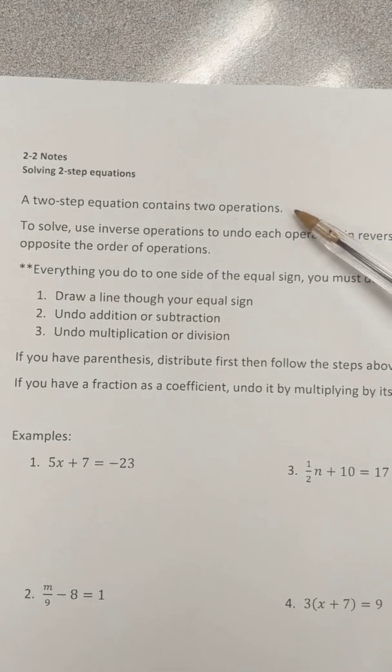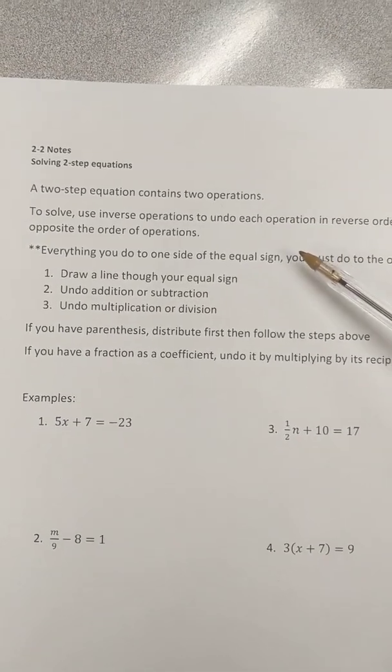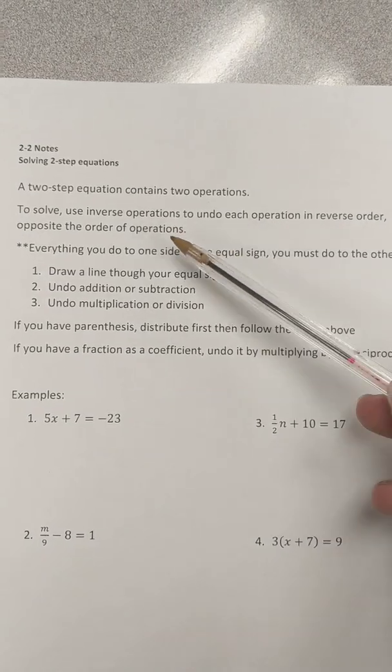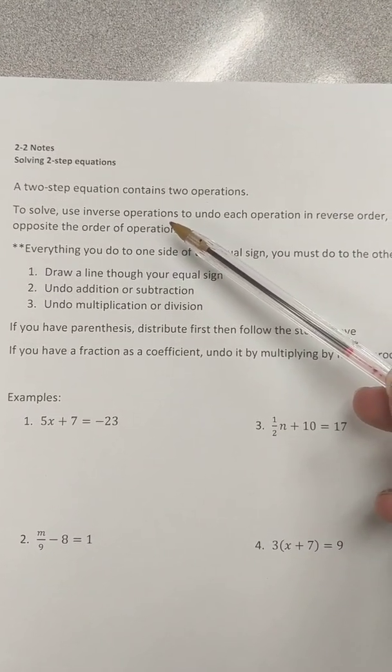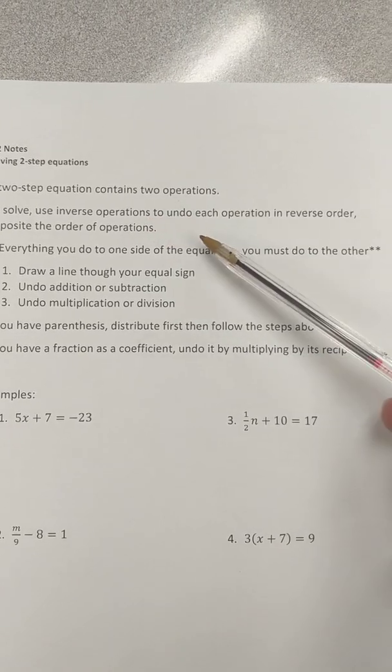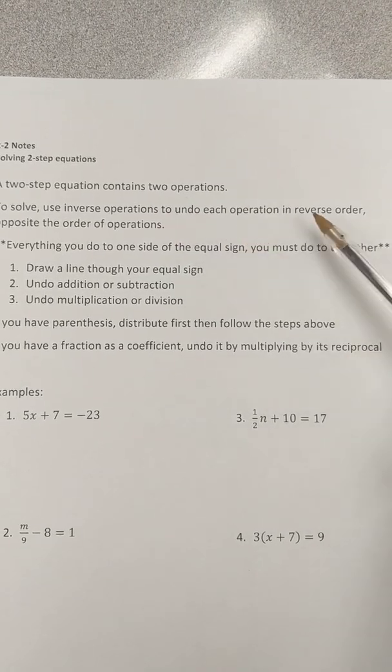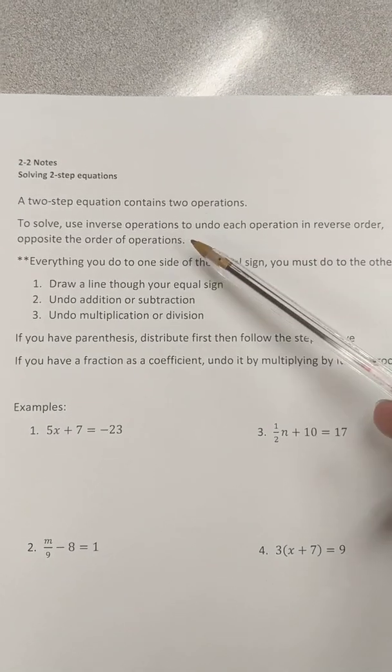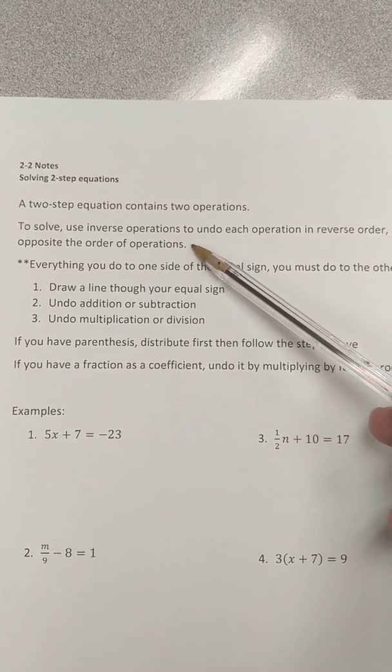Two-step equations contain two operations. We're going to solve them using our inverse operations. So remember, addition and subtraction are inverses, multiplication and division are inverses. These will undo our operations, and we're going to undo them in reverse order. That means we're going to do the opposite of our order of operations.